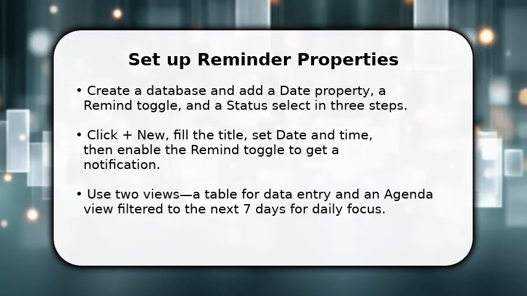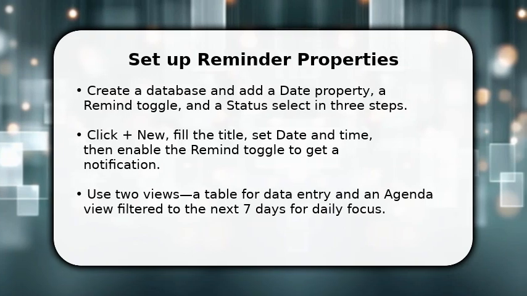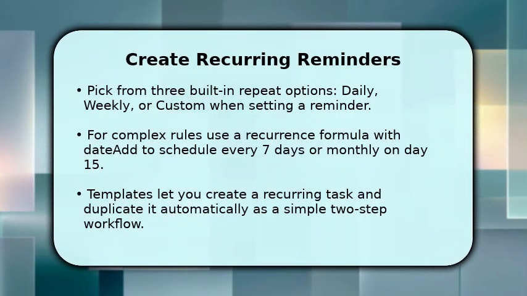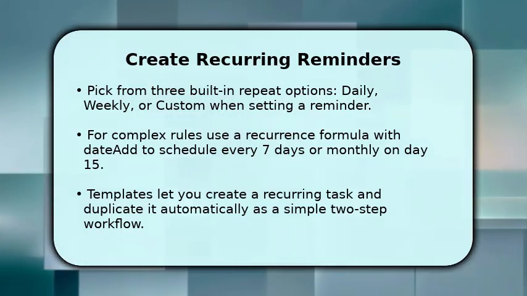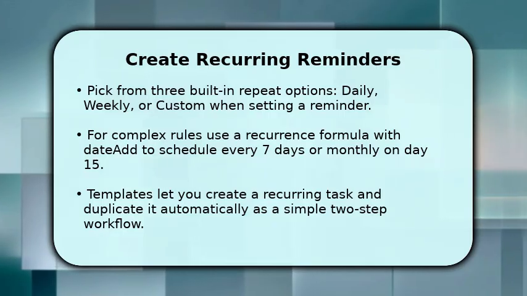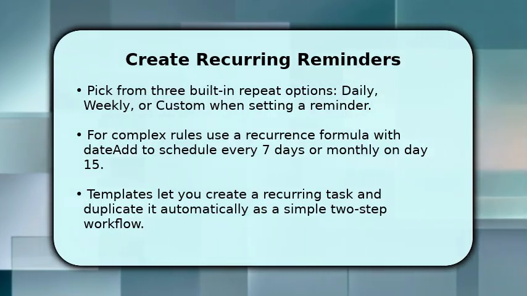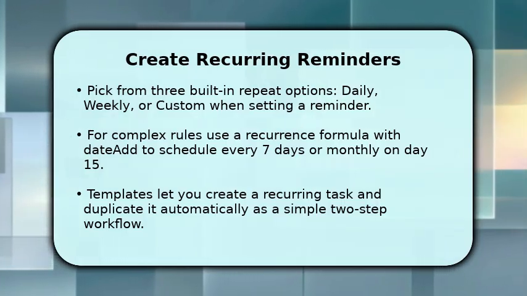Use 2 views: a table for fast data entry, and an agenda view filtered to the next 7 days to keep a daily focus. When you set a reminder, pick from the 3 built-in repeat options: daily, weekly, or custom to handle simple cycles. For complex rules, build a recurrence formula using date, add, and arithmetic, so you can schedule every 7 days or on the 15th of each month.